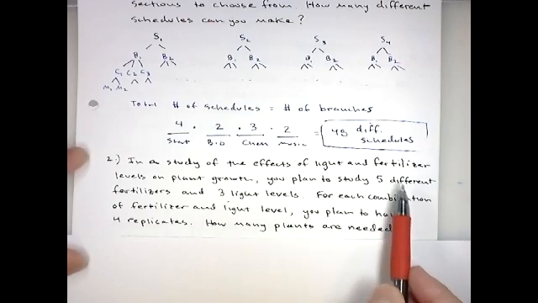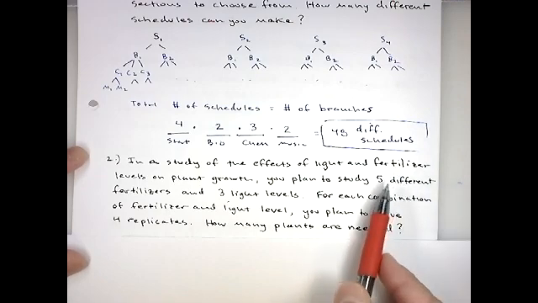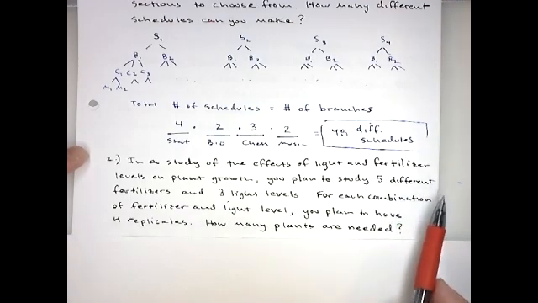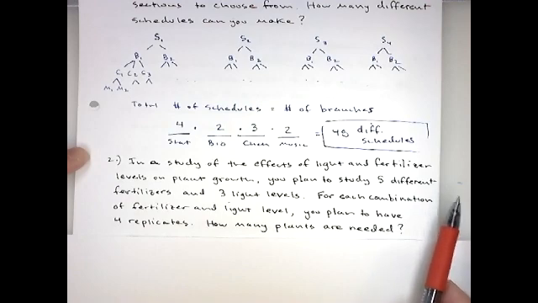Now, you're going to need some plants to do this, right? So at minimum, with 5 different fertilizers and 3 light levels, you would need 15 plants, just for that. Now, in science, when doing a study like this, you want to make sure that an observation that comes out is not just a fluke. It's not just a random thing.